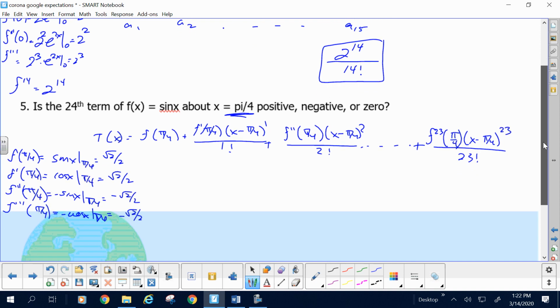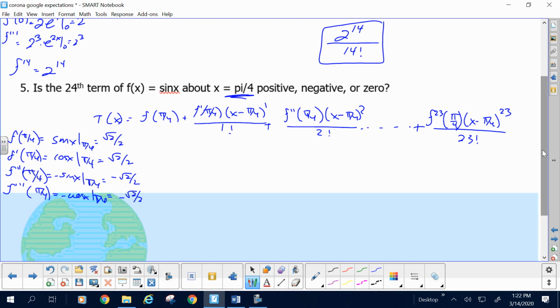You'll see that these typically go in groups of 4, and then we'll get back to a pattern. So the fourth derivative is f at pi over 4. It's back to positive sine at pi over 4, and it's root 2 over 2 again. So the 0th through the 3rd is one full cycle.